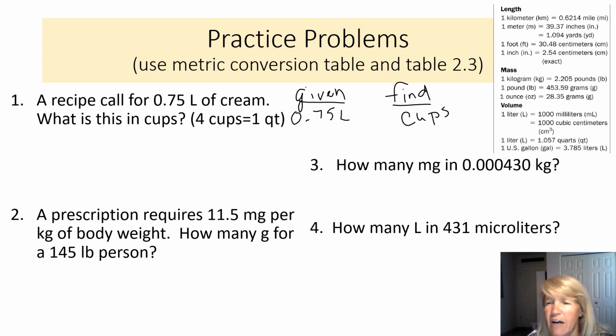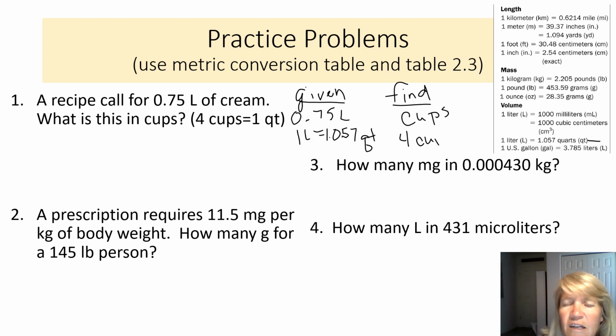In our table, we have that 1 liter equals 1.057 quarts. Okay, that gets us to quarts. And so now we got to go to cups. So you kind of have to look this one up, but 4 cups equals 1 quart. Okay, and so those are the conversions that we're going to use.